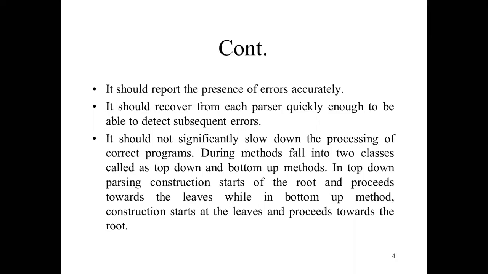So what happens in top down parsing? In top down parsing, we will start from the root. In the case of top down parsing, we will start from the root node and after that we will go downward. We will divide the whole program into a number of tokens and after that the signal will flow from the root node to the children nodes.